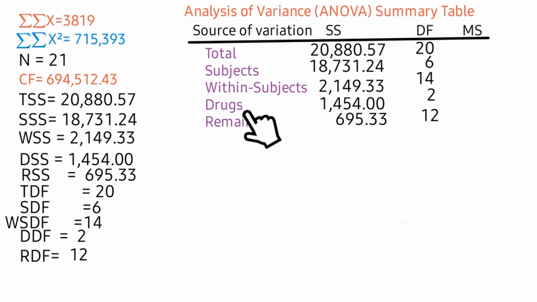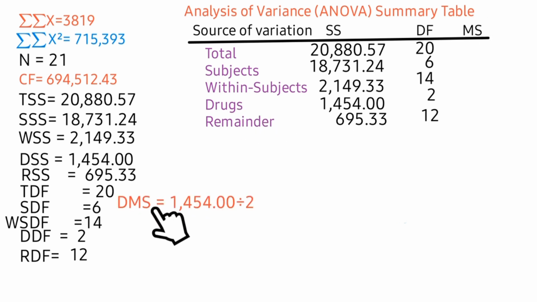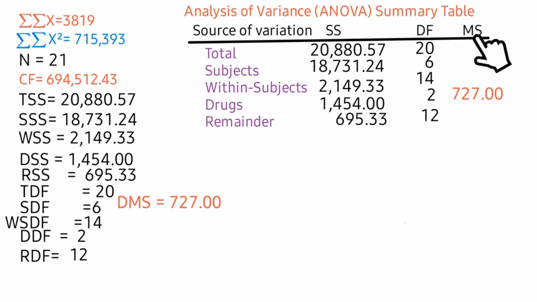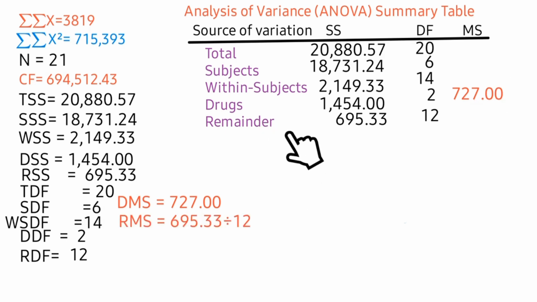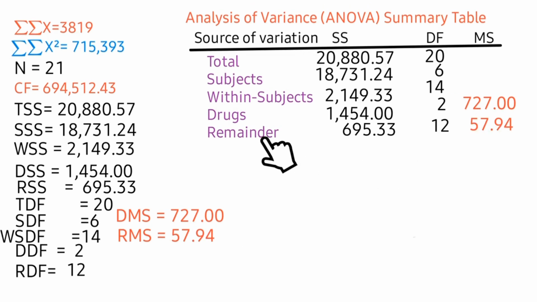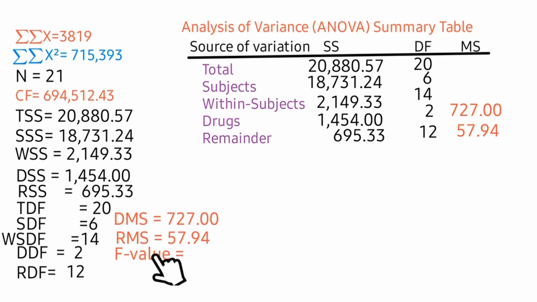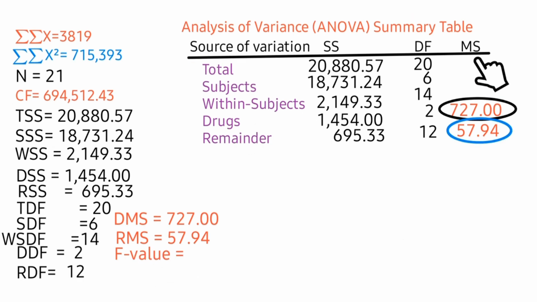Let's look for drug mean of squares. Drug mean of square equals drug sum of square, being this, divided by drug degree of freedom. Let's find remainder mean of squares. So remainder mean of squares equals remainder sum of squares divided by remainder degree of freedom. Remainder mean of squares. Let's find F value. F value equals drug mean of square divided by remainder mean of square, which gives this.